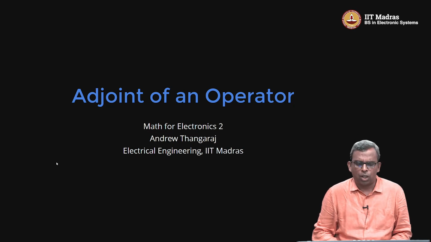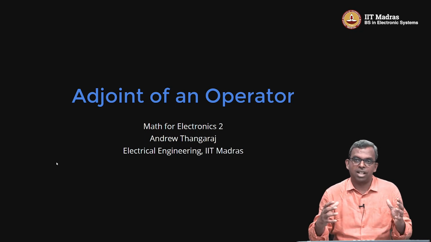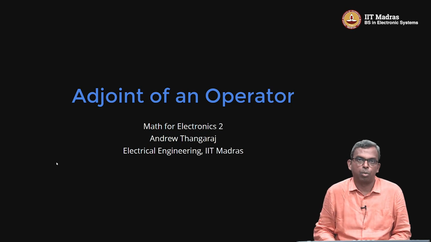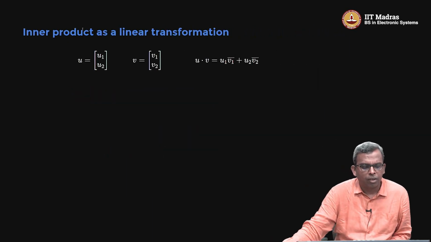In this lecture, we are going to start talking about the adjoint of an operator. So, this is a very important and interesting idea. All of you may have learnt about the transpose of a matrix. So, this adjoint of an operator is connected to that, and we are going to talk about that in this lecture. First thing is, we will start with the inner product.